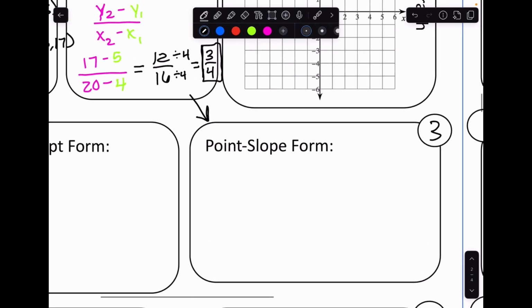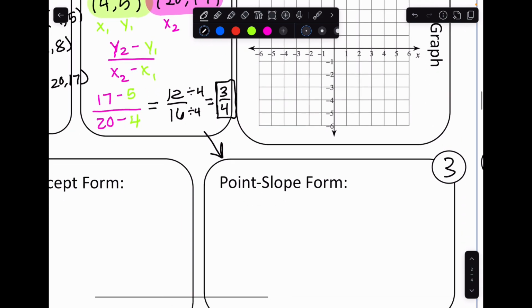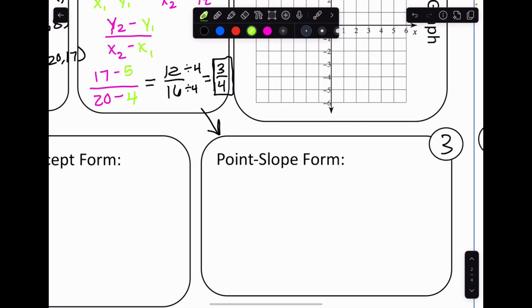For my point-slope form, I have to pick one point. And I'm just going to go ahead and stick with (4, 5). And my slope, which is 3/4. These are the only two things I need for point-slope form. So let me just label this x and y just in case I get confused. Now let's put it in point-slope form.